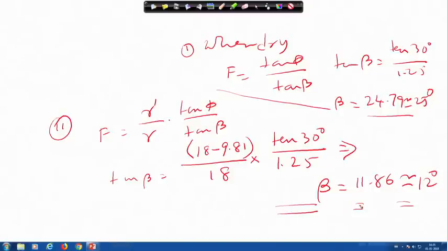So, if there is a tendency of frequent water level going up and down, then you have to make a comparatively flatter slope. You can see the requirement is almost less than half.